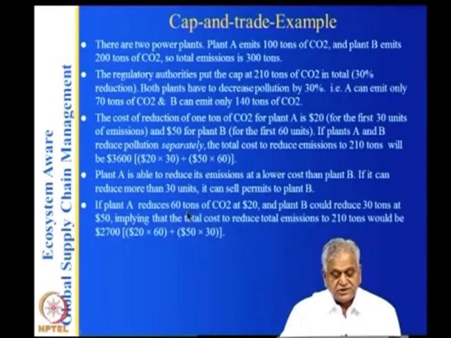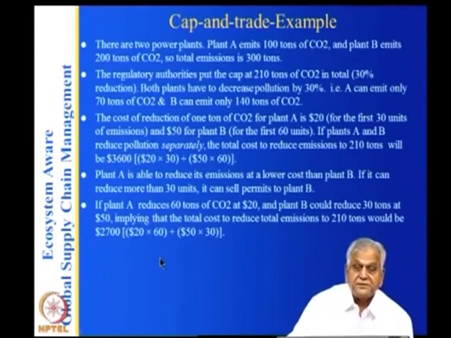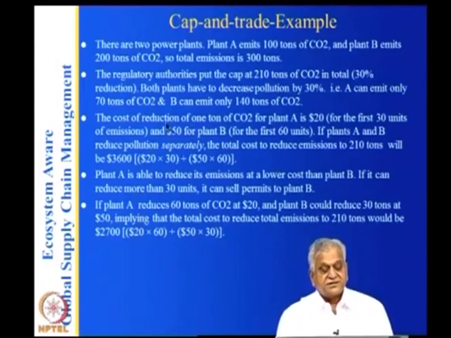And if plant A reduces 60 tons of CO2 at 20, and plant B reduces 30 tons at 50, implying that the total cost for 210 tons will be 20 into 60 plus 30 into 50, that is 2700, which is less than 3600. This is simple mathematics which shows that instead of each paying independently 3600, if both of them combine, it is 2700.